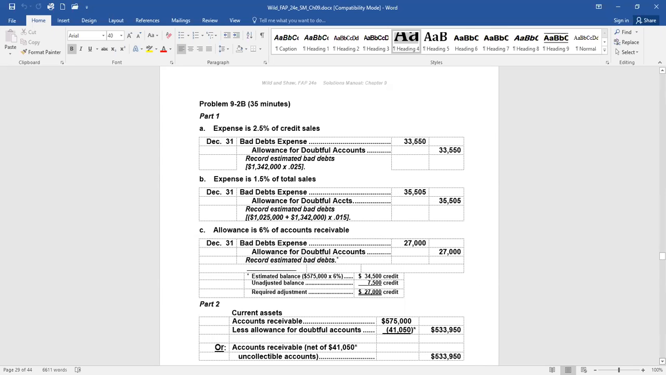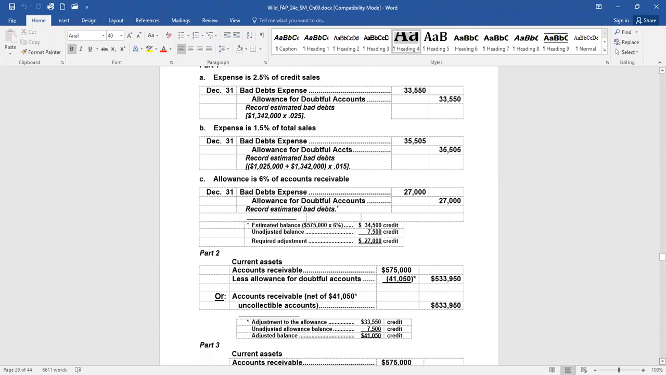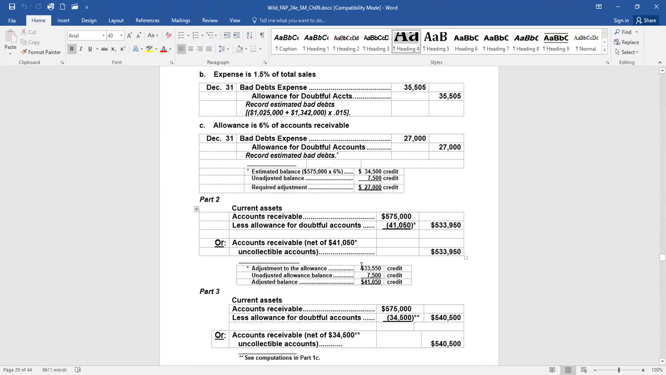They also want us to present this given the facts in Part 1C. Well, Part 1C, we determined the balance in the allowance for doubtful accounts. We know it needs to be at $34,500. That was our estimate. And our journal entry got us to that amount. So we're going to take accounts receivables, again, less the allowance for doubtful accounts, and we will report on our balance sheet $540,500, or the alternative way that you can report.